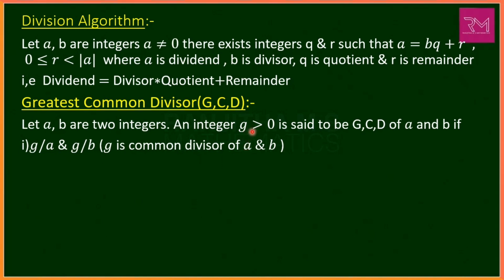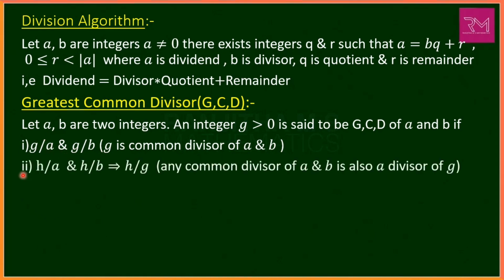Here we are calling g a GCD of a and b, that means g is a common divisor of a and b, so g must divide a and b. Next condition is, if there exists any common divisor of a and b, that is if h divides a and h divides b, implies h must divide the greatest common divisor value g. If these two conditions are satisfied, we can call g a GCD of a and b.